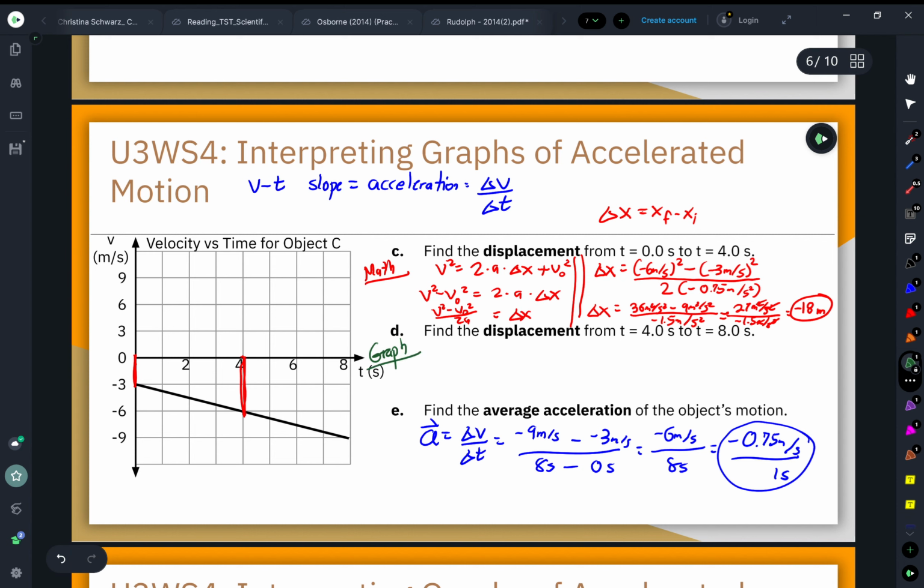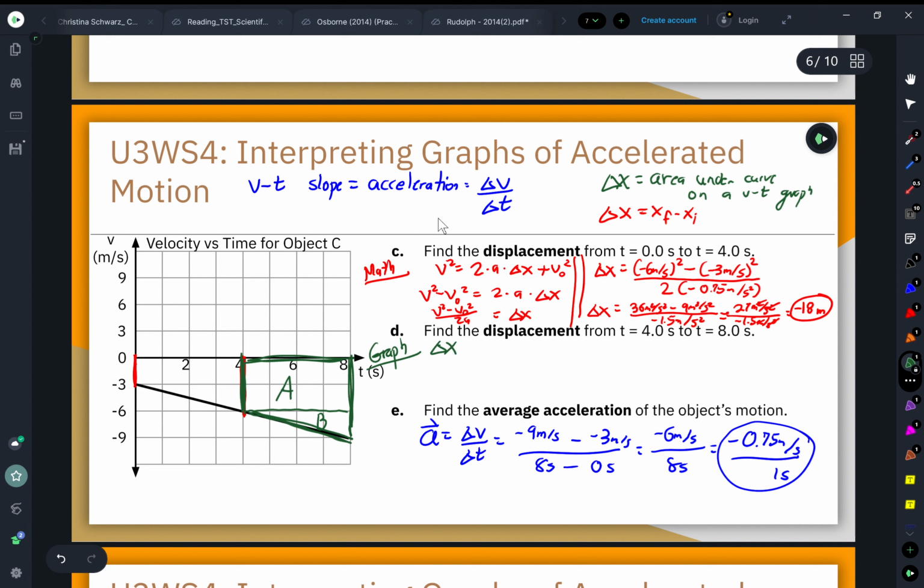We can figure out the displacement by looking at the area under the curve on a velocity time graph. What I mean by that is by looking at where the curve is and figuring out the area between that curve and the time axis. So if we do that for part D, from 4 to 8 seconds, essentially what we're going to be doing is trying to figure out the area of this shape, which is not super intuitive the way it is, so we can break it up into two easier shapes, a rectangle and a triangle.